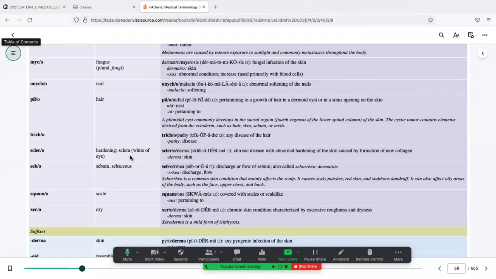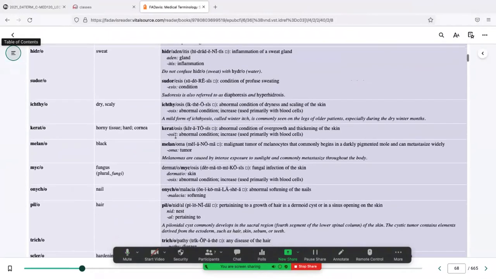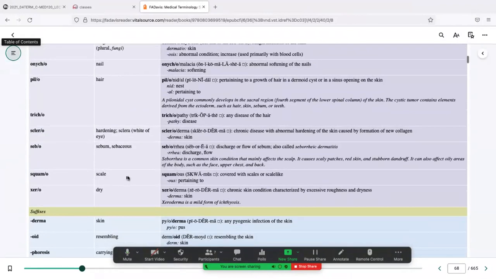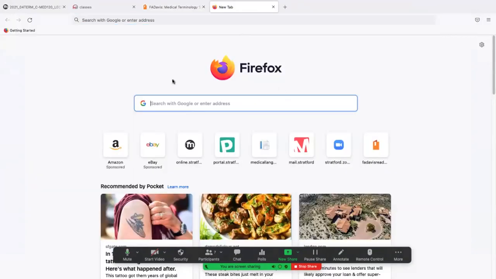Another hardening of your skin is scleroderma. Okay, where's the other hardening? Keratosis. So wouldn't that be a beautiful both A and B question? Squamous. Squamous are scales or scale-like cells. It's not really scales, but yeah, it's like scales.